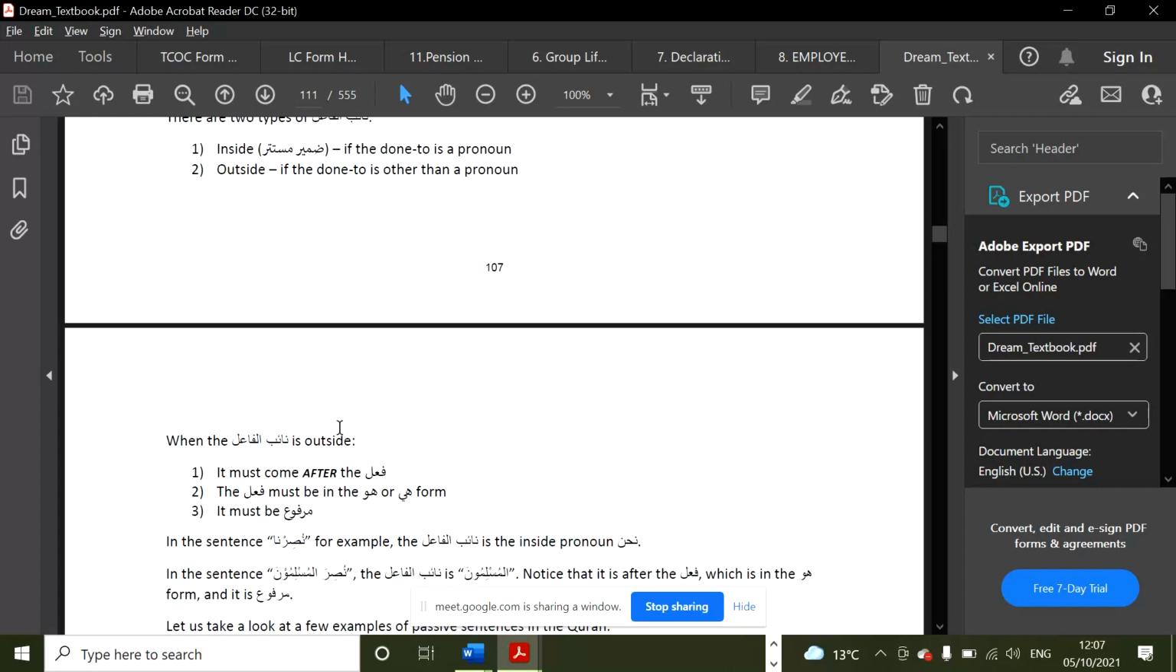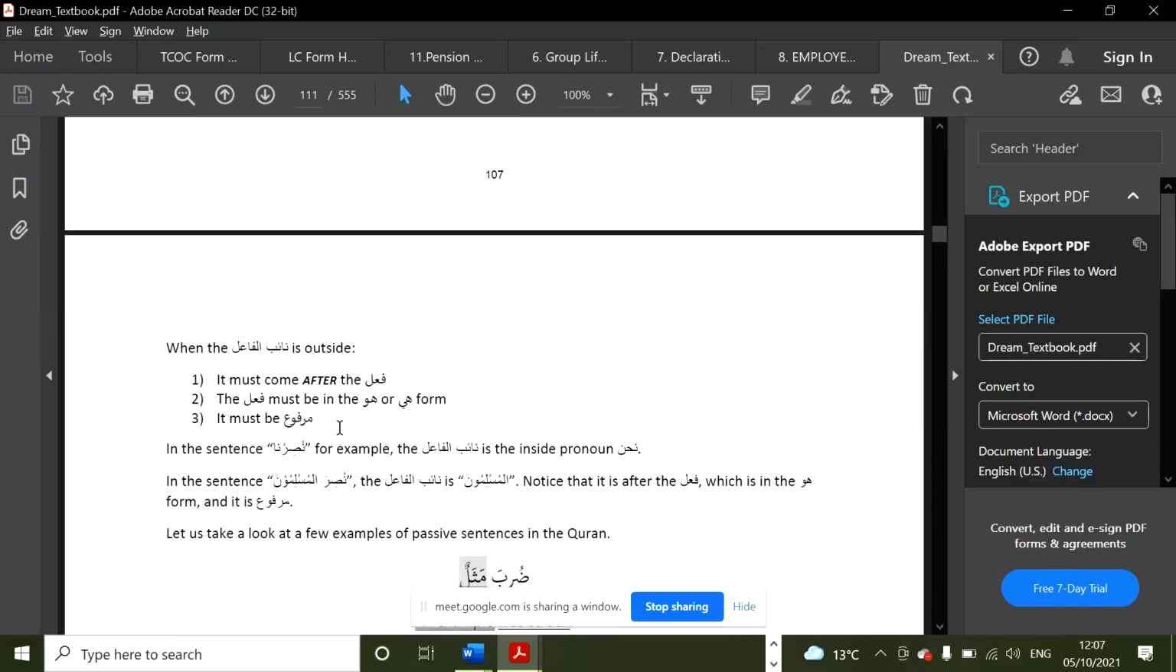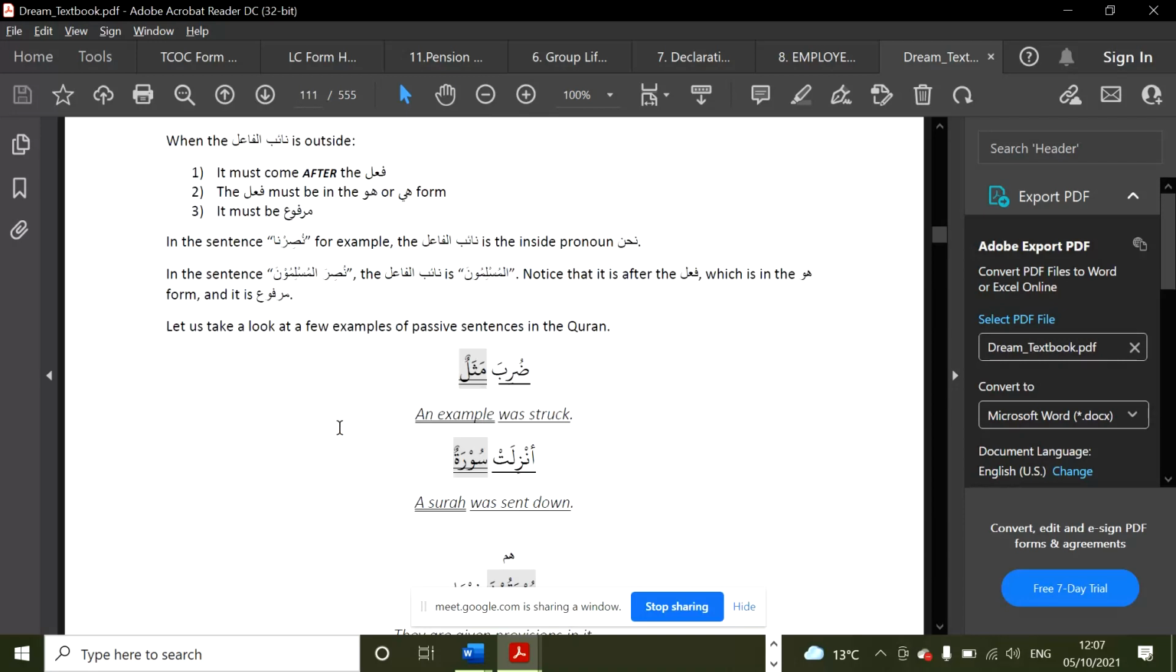No, so it will be the same as the way we used to look for an outside doer in the rafa form in the fail madi before. So that's the rule that will apply here as well. It is present, but the difference is that it's not the doer, it's the done-to, because the tense is majhul, not an active one.